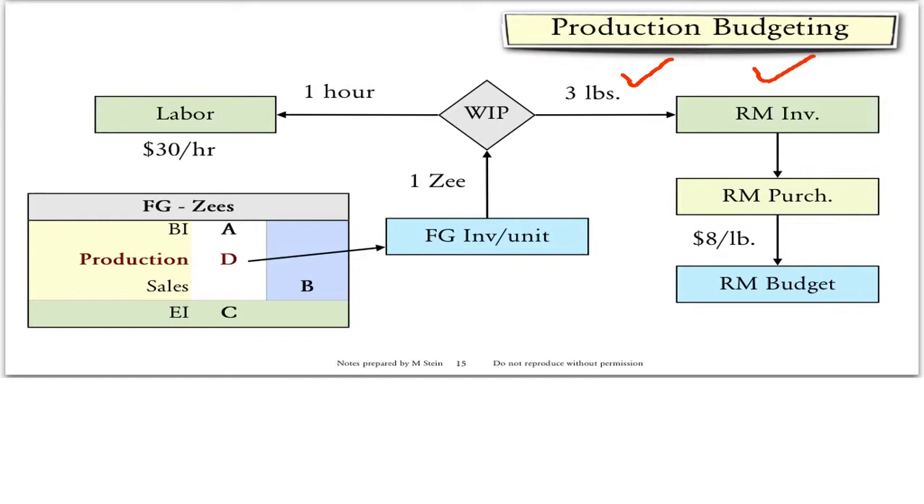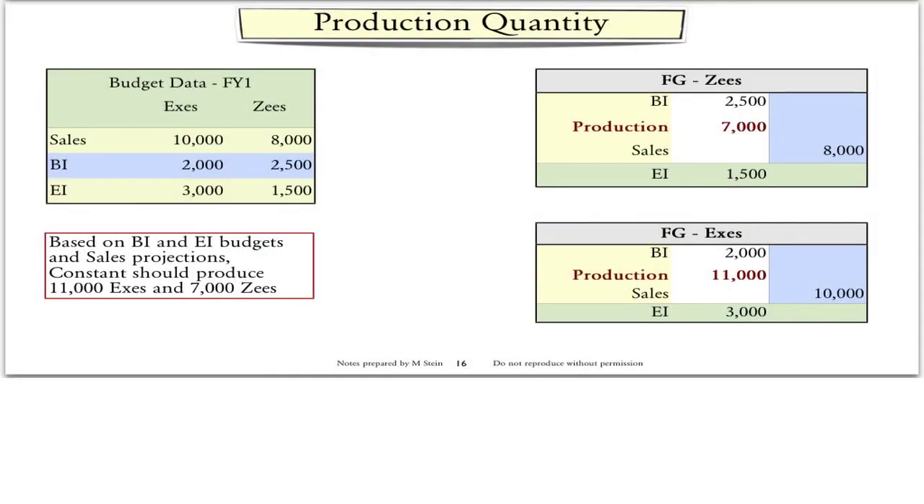However, just because we use 3 pounds of materials doesn't mean we have to purchase 3 pounds of materials. In order to determine how much is going to be purchased, we will need to work through the raw materials inventory based on our forecast for beginning and ending inventory. We also note that any purchases of raw materials will be at $8 per pound. So we start the process by looking at the sales for the 2 products and also for the levels of inventory at the beginning and end.